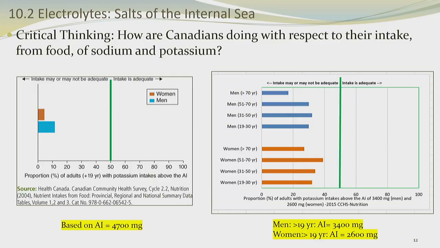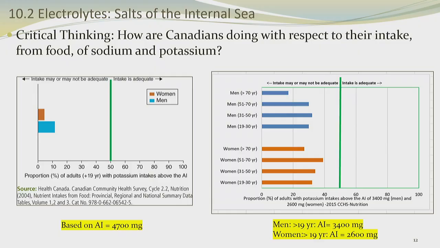Okay. So the bar graphs shown here, this is yet another graph that's looking at how Canadians are doing with respect to their intake from food of sodium and potassium. The bar graphs shown here are the results on the left. We're seeing the 2004 CCHS nutrition. And as you can see, a lot fewer than 50% of Canadian men and women consume the AI for potassium. At that time, we were still using the AI value of 4,700 milligrams.